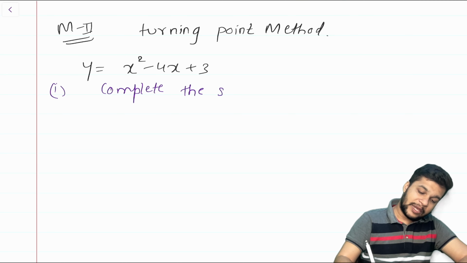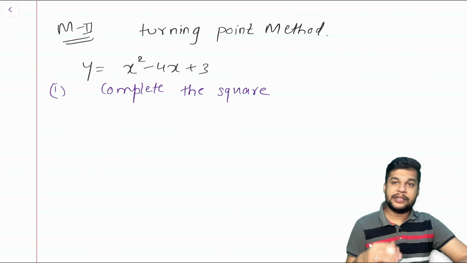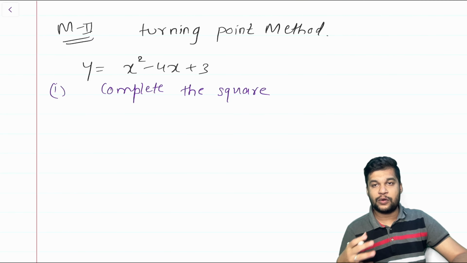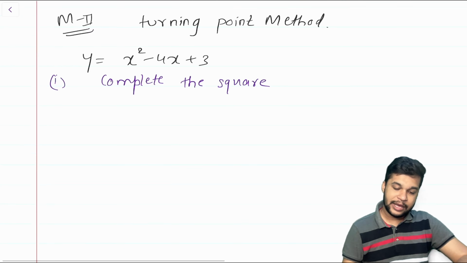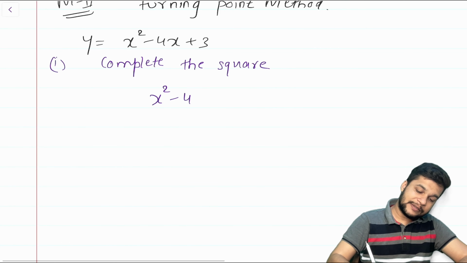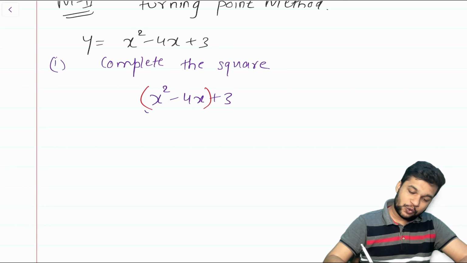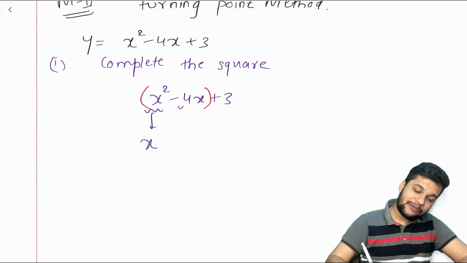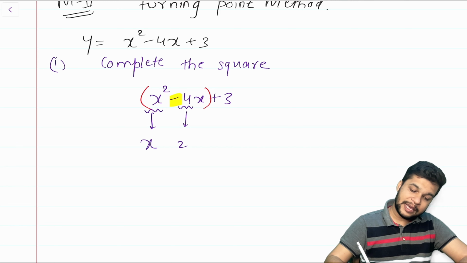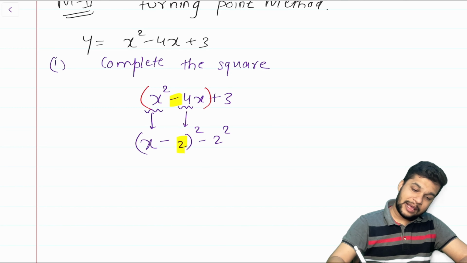Complete the square. In case you don't know how to use the completing the square method, I have made a video on it. You can go on my channel and check it out. Okay, so you have x squared minus 4x plus 3. Put these two terms in brackets. Then the square root of x squared is x, half of 4 is 2, and the sign between them is negative, so x minus 2 whole squared, and you always subtract this square, so minus 2 squared, and then we had plus 3 as it is, so plus 3.